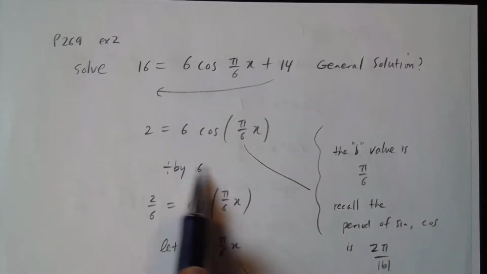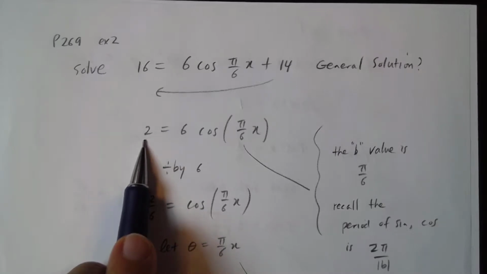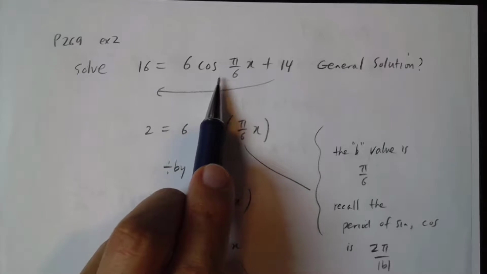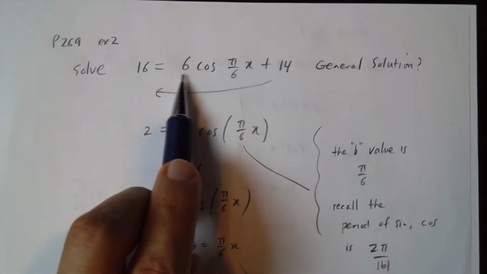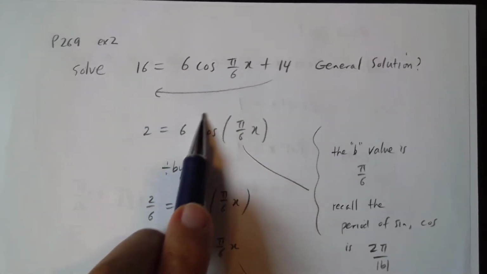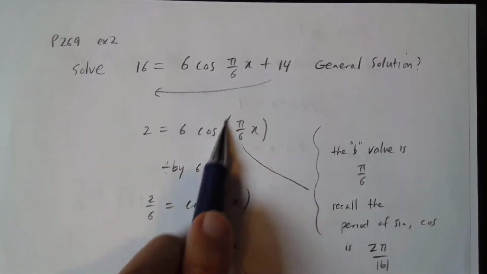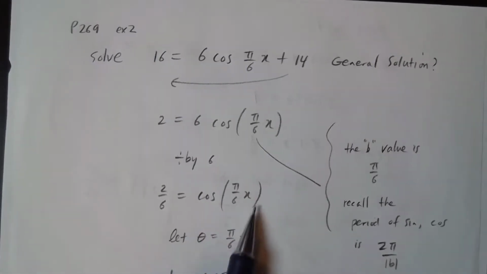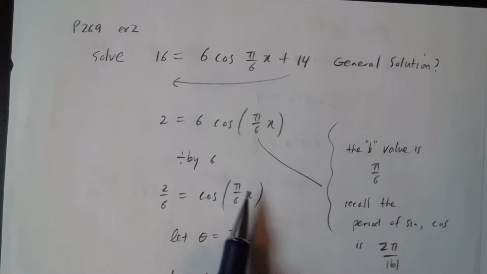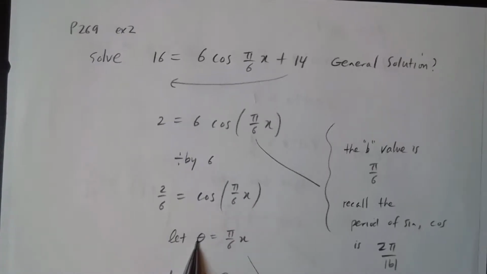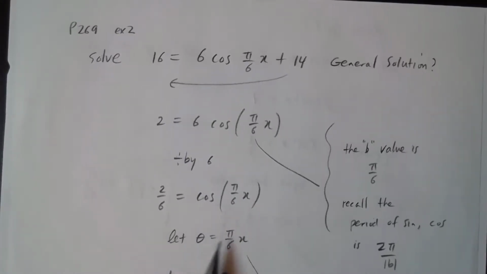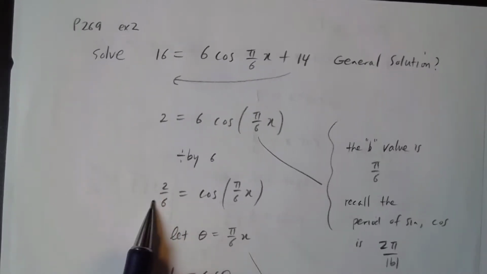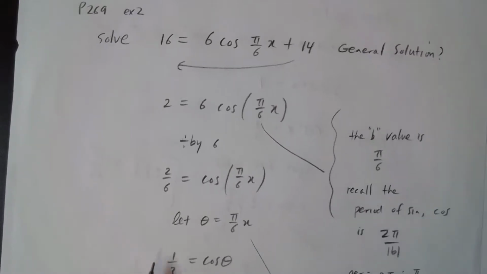Now we're going to divide both sides by 6. So 2 divided by 6 is this expression here. Notice you're not allowed to cancel out these 6's here, because this is actually an angle on the inside. There's a hidden bracket here. So we have some ugly angle. Why don't we make this ugly angle a bit more beautiful by letting theta equal π/6 x. So now the question becomes cosine theta equals 2 over 6, which reduces to 1/3.